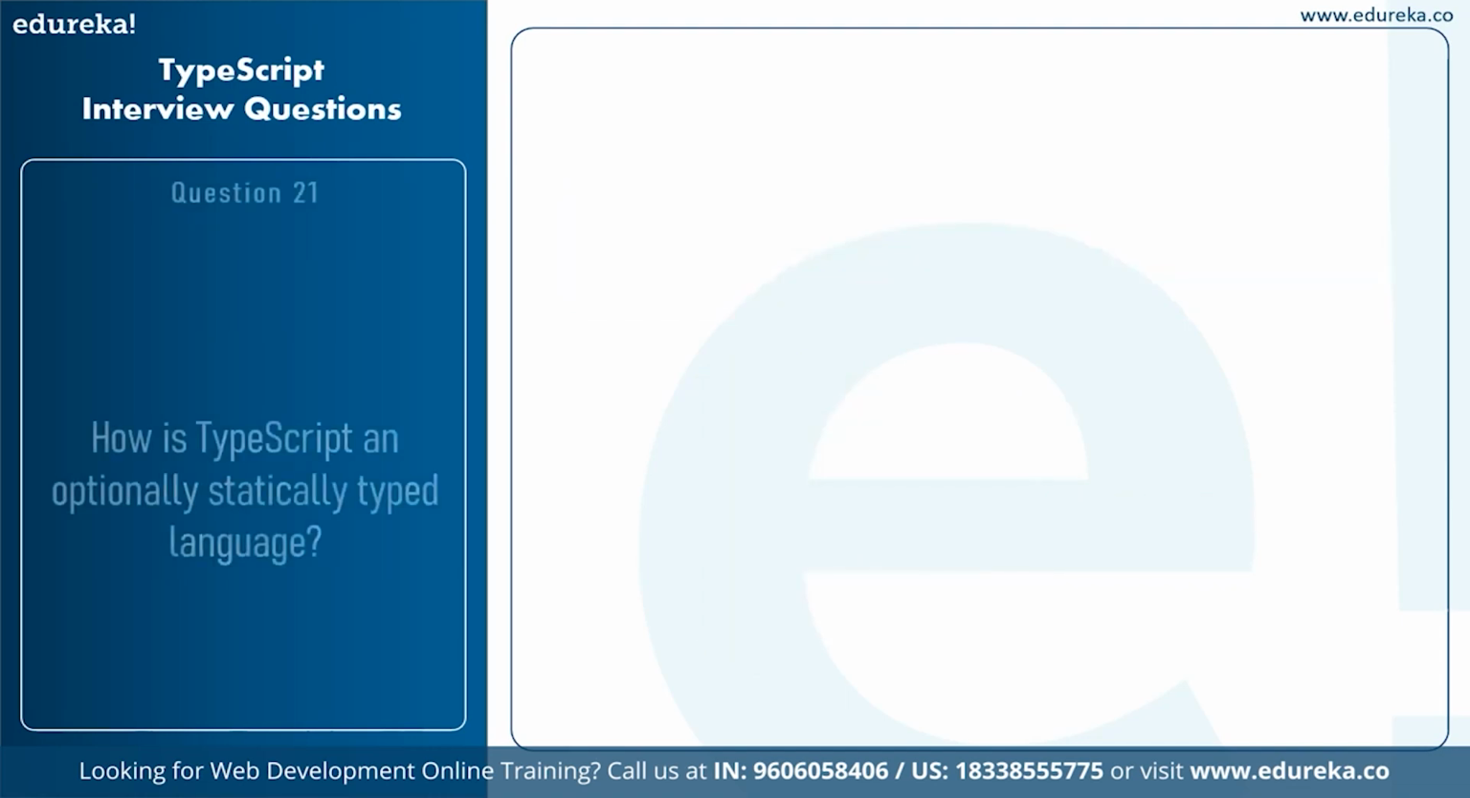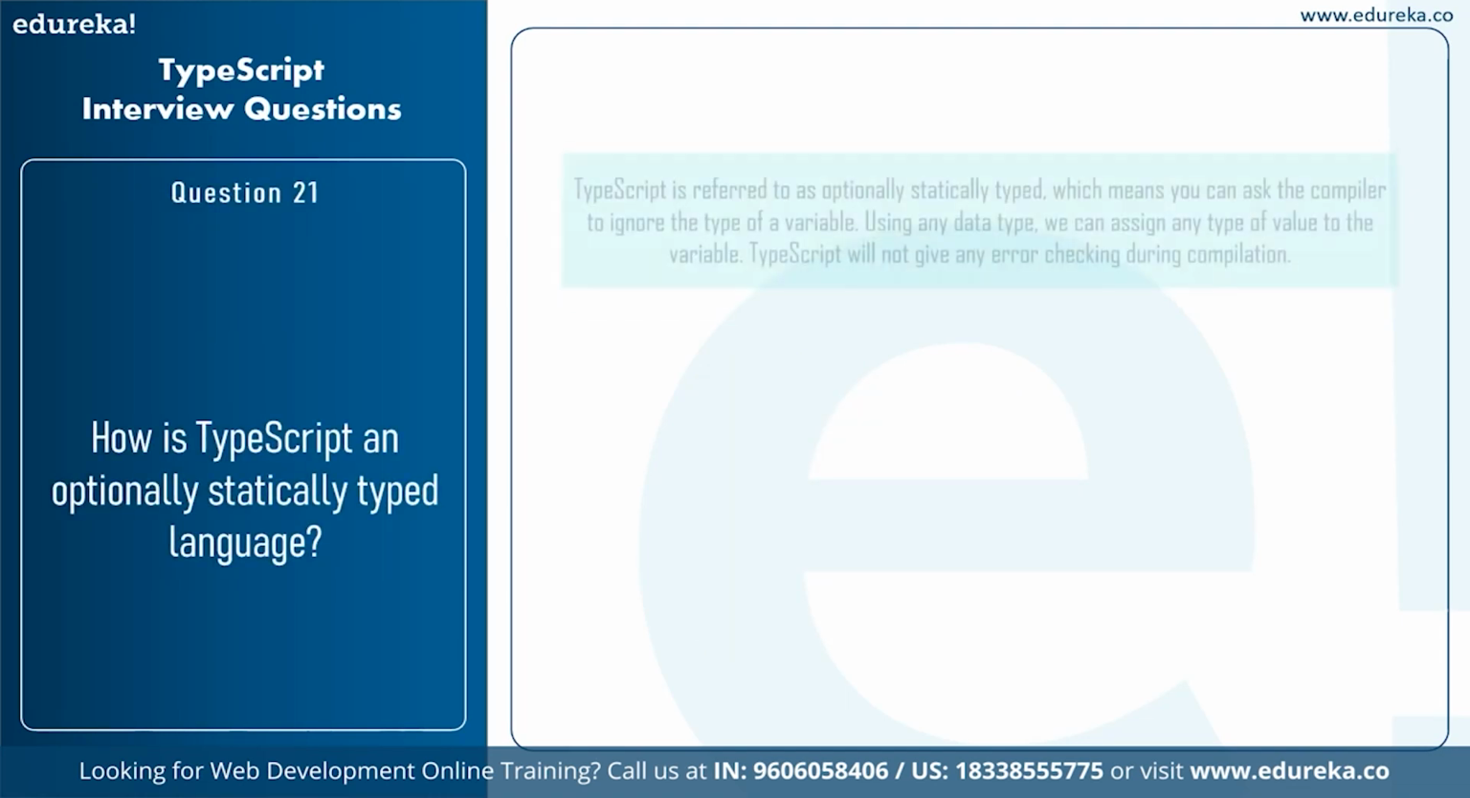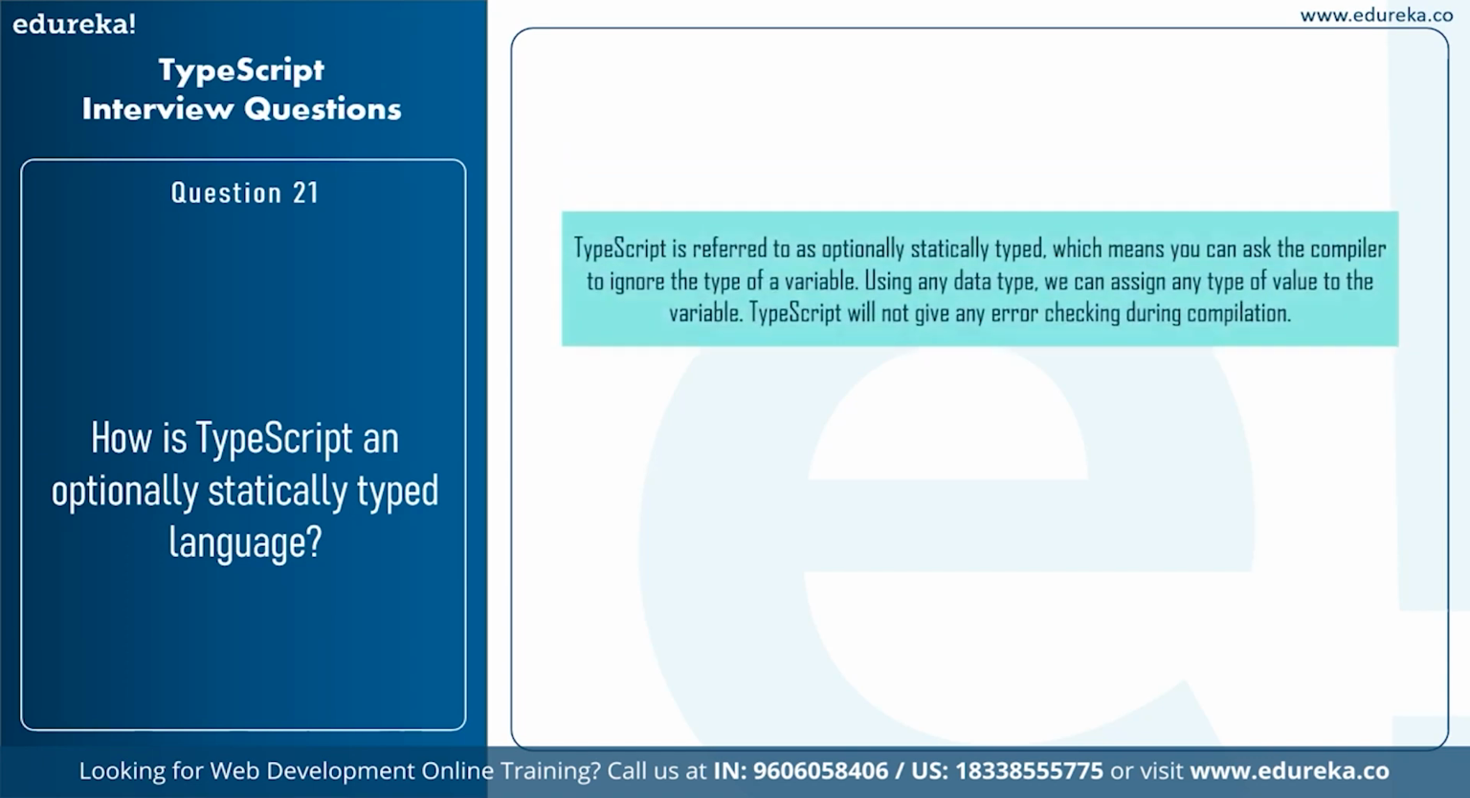Now moving on, how is TypeScript an optionally statically typed language? Now TypeScript is referred to as optionally statically typed, which means you can ask the compiler to ignore the type of a variable. Using any data type, we can assign any type of value to the variable. So TypeScript will not give any error checking during compilation.